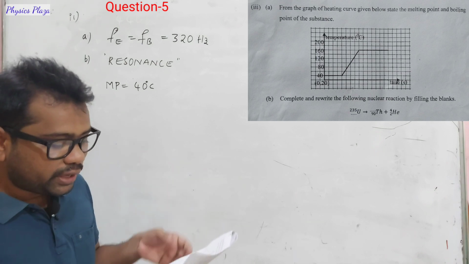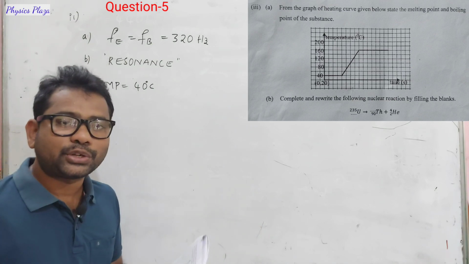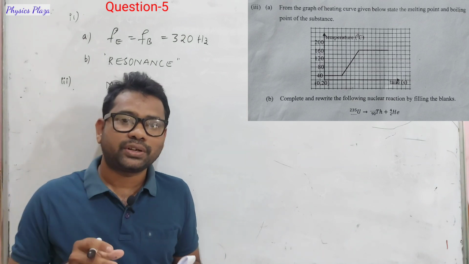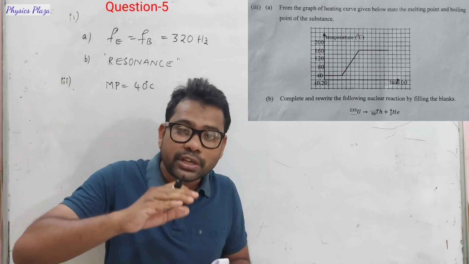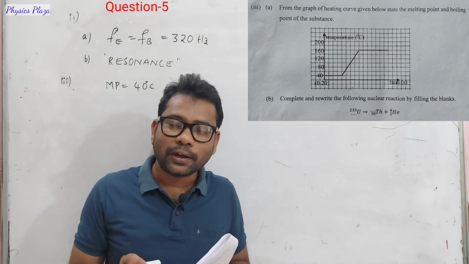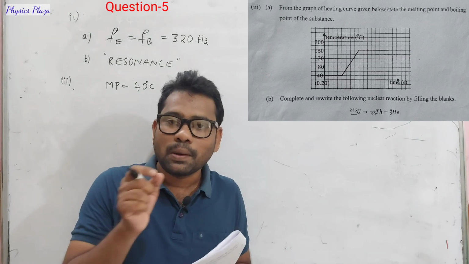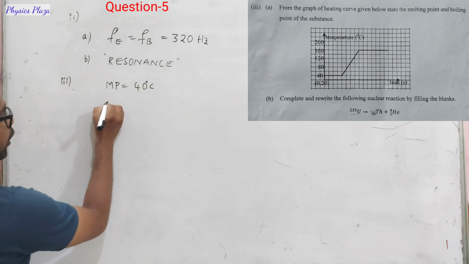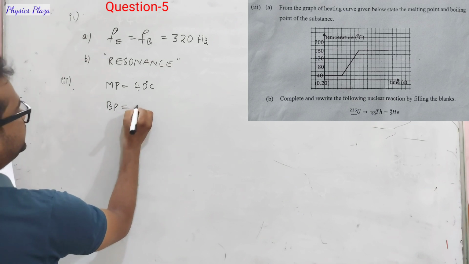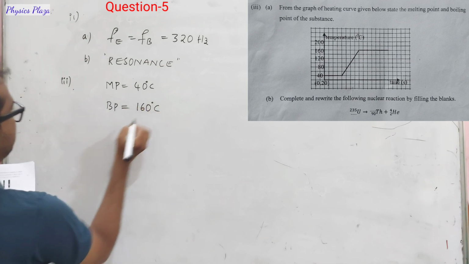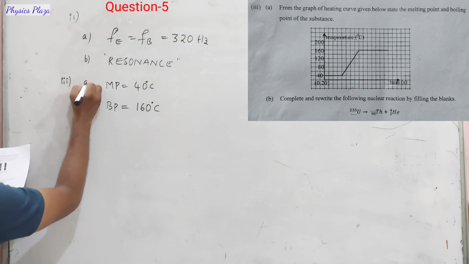Children, next if you notice the diagram, at 160 degrees Celsius there is no rise in temperature. So during that time what is happening? There is a conversion of liquid state to vapor state. That temperature only we can call the boiling point. So here the boiling point is clearly 160 degrees Celsius. Now children, so part A is complete.